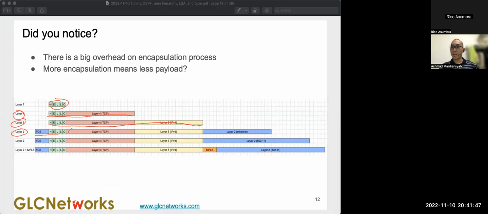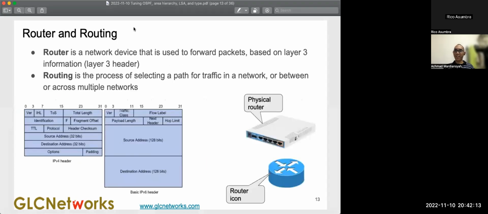And this is layer 2, normal layer 2. We assume you are using Ethernet. And this is what is sent if you are using 802.11. And if you put MPLS here, the header is getting longer and longer. So that's how communication works in the internet. We know the difference between router and routing. Router is the device. Routing is the process.